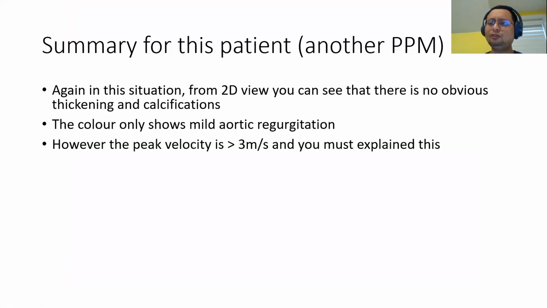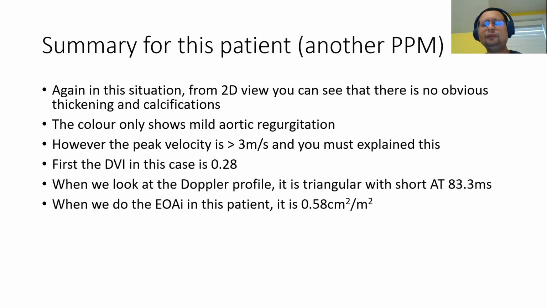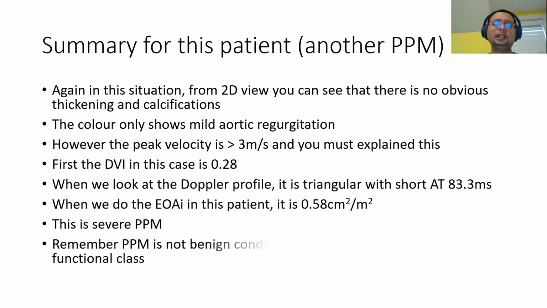However, the peak velocity is 4.5, and you have to explain why. So you look at the dimensionless index, it is 0.28. When you look at the Doppler profile, it is triangular, which is normal. And acceleration time is short, 83.3 milliseconds. And lastly, the effective orifice area index is 0.58 cm²/m². So this is severe patient prosthesis mismatch.